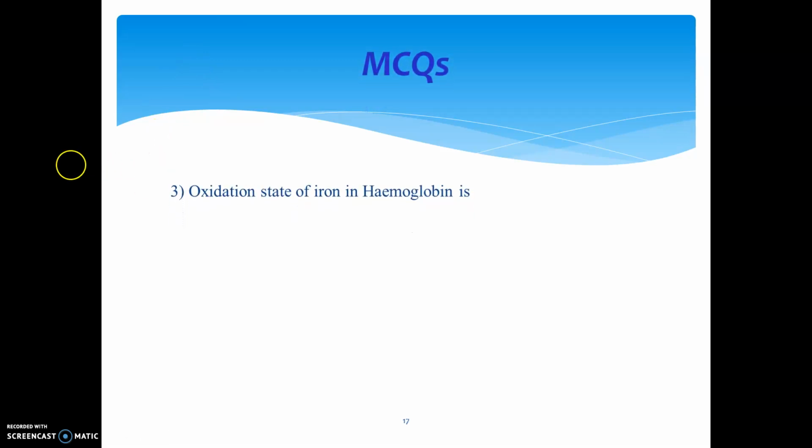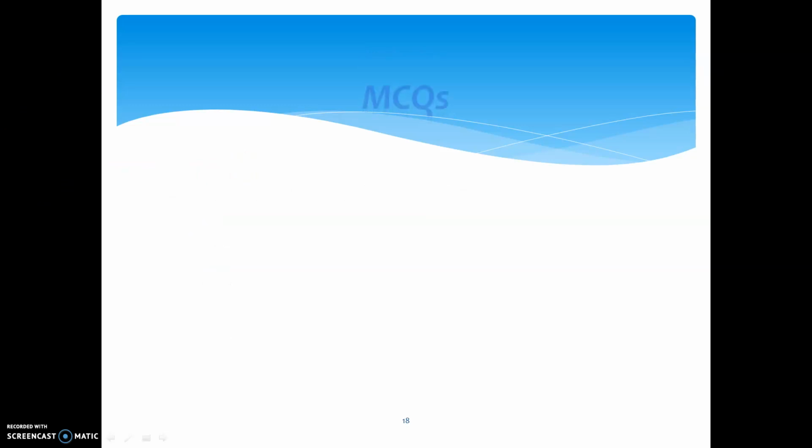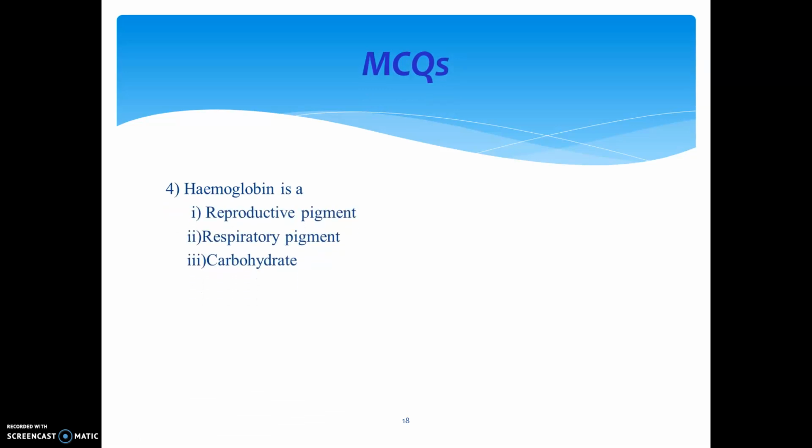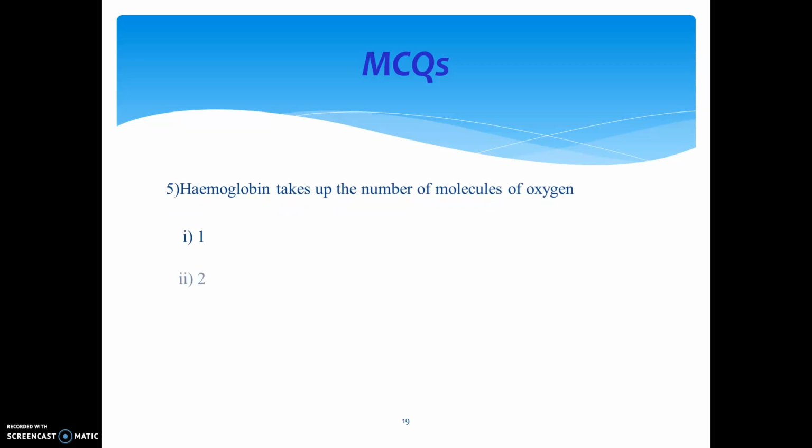Third question is, oxidation state of iron in hemoglobin is +2. Fourth question is, hemoglobin is respiratory pigment. Last question is, hemoglobin takes up the number of molecules of oxygen.